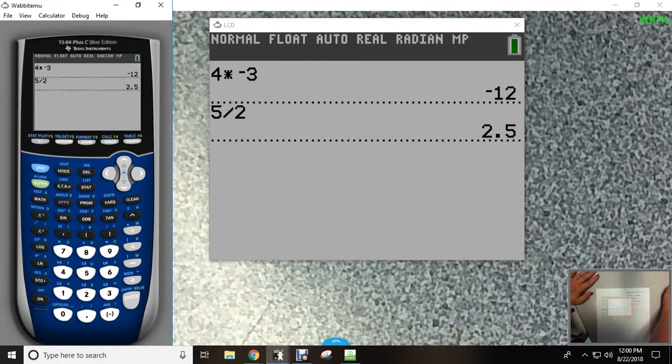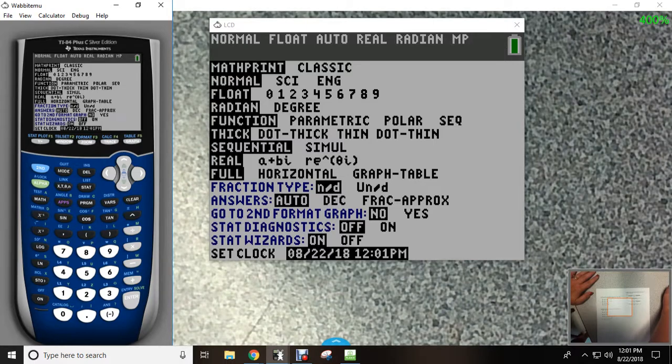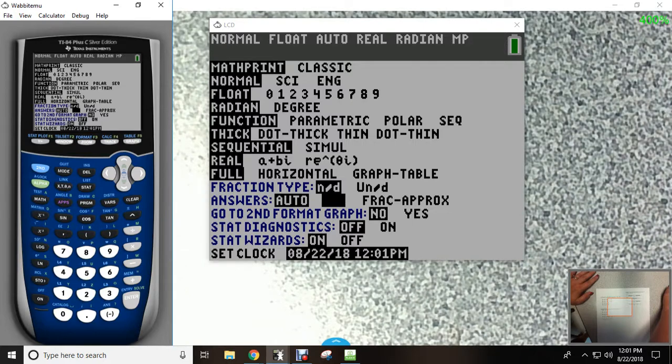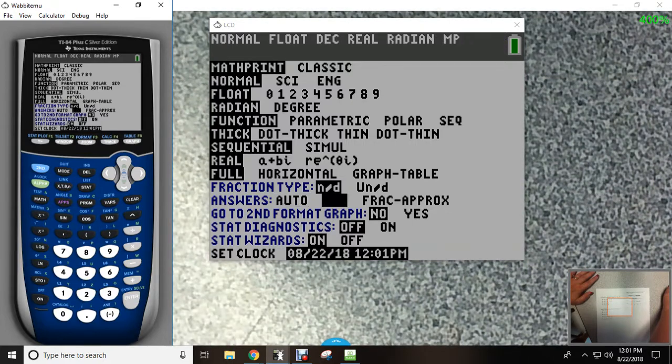But you need to know how to change it, because whoever uses this calculator in another class may set it up differently, and you need to know how to fix it to the way you like it. So if you'll press the mode button, it's just to the right of the blue one, and arrow down until you get to where it says answers. This is something that the 83s don't have, but all of these 84s have it. Mine is set to auto. You can arrow over to decimal and hit enter, and every answer your calculator gives you will be a decimal.